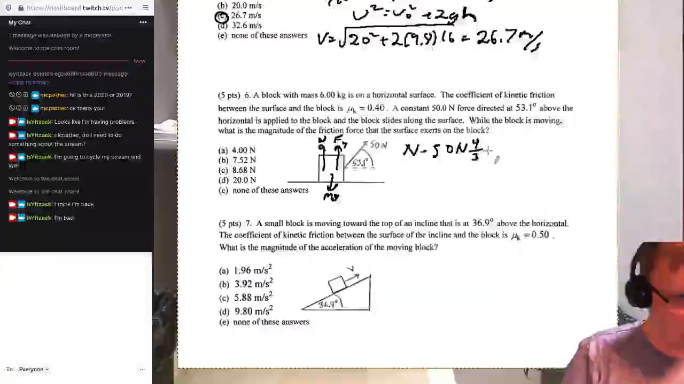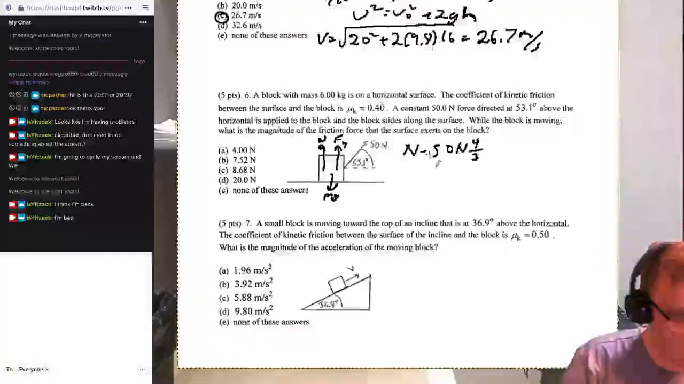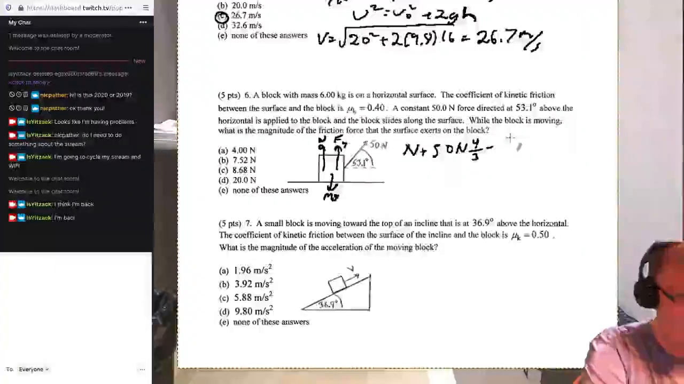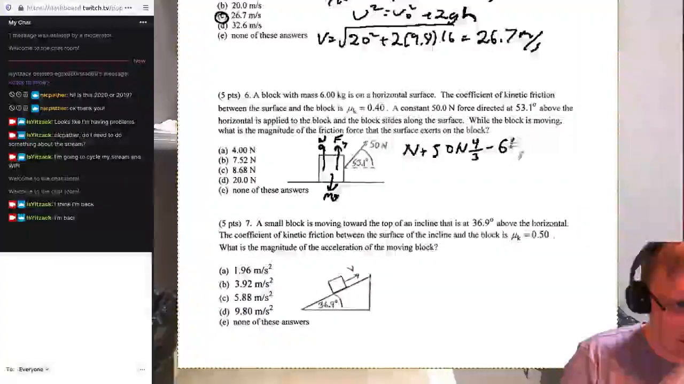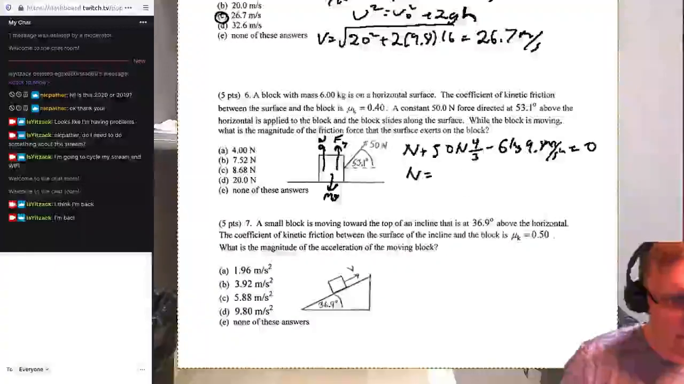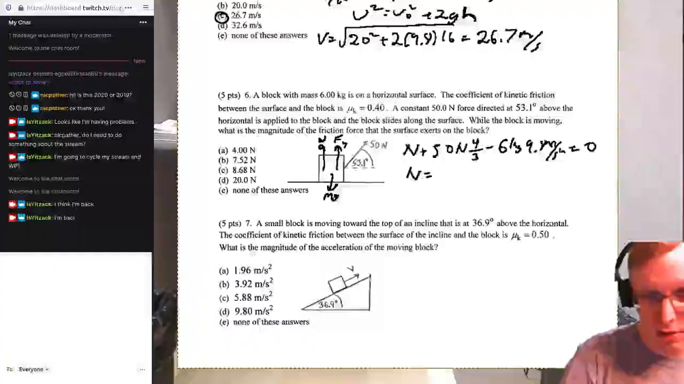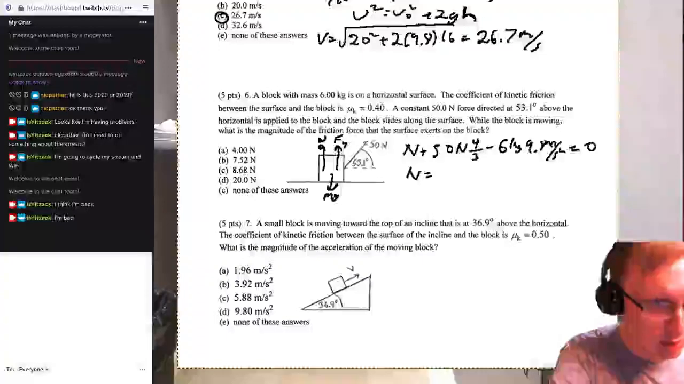Normal going up and this is going up too, and then we subtract off gravity going down. Gravity is 6 kilograms times 9.8 meters per second squared, and this is all equal to 0. Therefore, the normal force is equal to 6 times 9.8 minus 50 times 4/3, which is, oh dear, interesting.